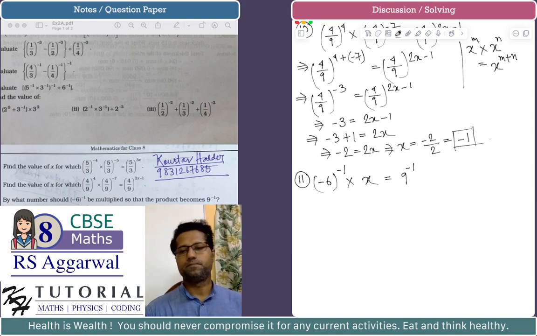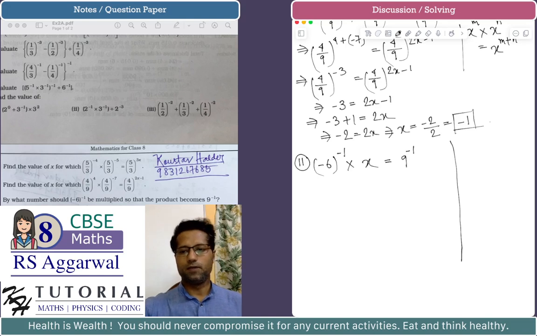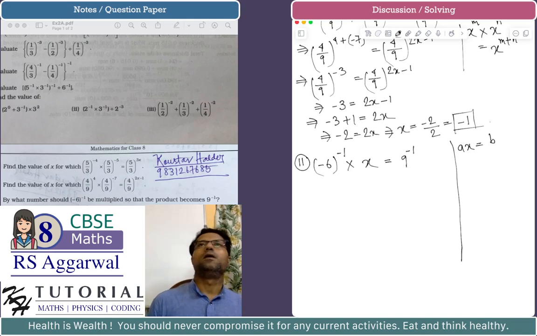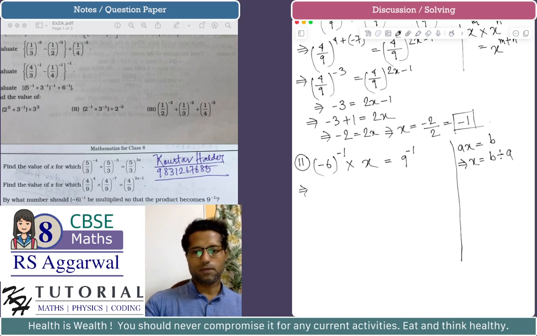Now, always remember, I hope you are already very much familiar with this, that if you have an equation ax equals b, where a and b are some constants, and obviously a is non-zero and x is an unknown variable, from here we say that x is equal to b divided by a. So this implies x will be equal to 9^(-1) divided by (-6)^(-1).